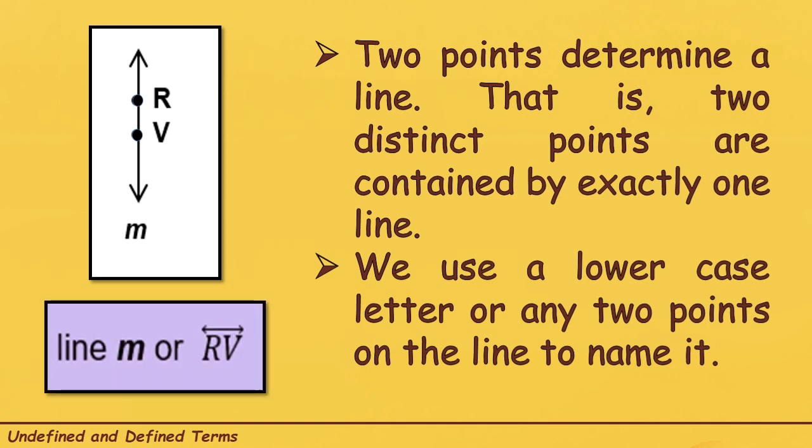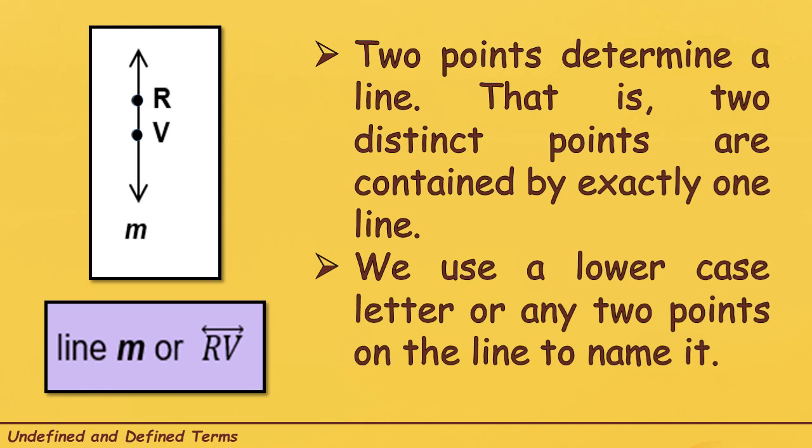Line and then M. Sunod naman, may isa pang paraan. Para malaman yon, titignan natin yung mga points na nasa line na yon. Kung mapapansin natin, meron tayong point R at point V. Pwede natin gamitin yung point R at point V para bigyan ng pangalan ng line na ito. Ilalagay lang natin yung dalawang capital letters na yon, RV, at lalagyan natin ng symbol sa taas nito, symbol ng line. Ayun, yung may dalawang arrowhead. So, ayun ang dalawang paraan kung paano tayo magpangalan ng line.